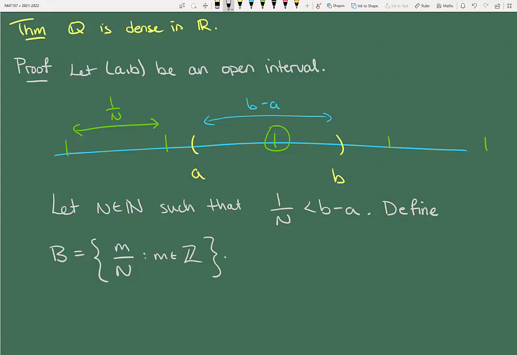So the claim is that this intersects (a, b) non-trivially. And since B is clearly a subset of the rational numbers, if I have a non-trivial intersection with the interval (a, b), then I'm done, right? I'll have found a rational number inside of this interval.